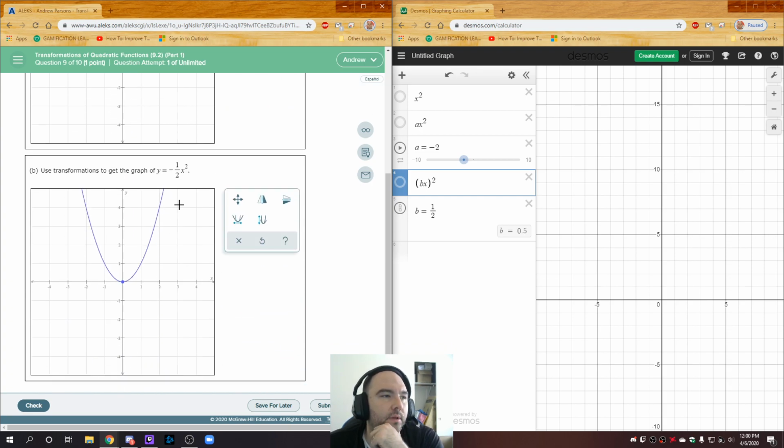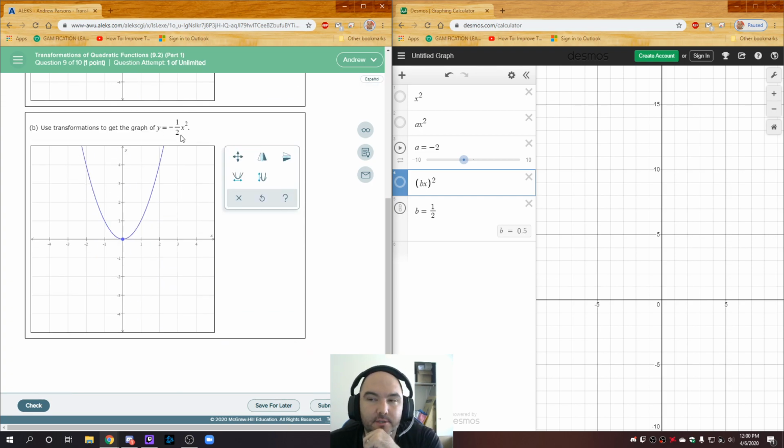Okay, next problem. We have -1/2 x squared, nothing in a parenthesis. So this is all vertical stuff. So a vertical reflection flips upside down. You should see that. And 1/2 means half as tall. So I'll click this button here and make it half as tall.